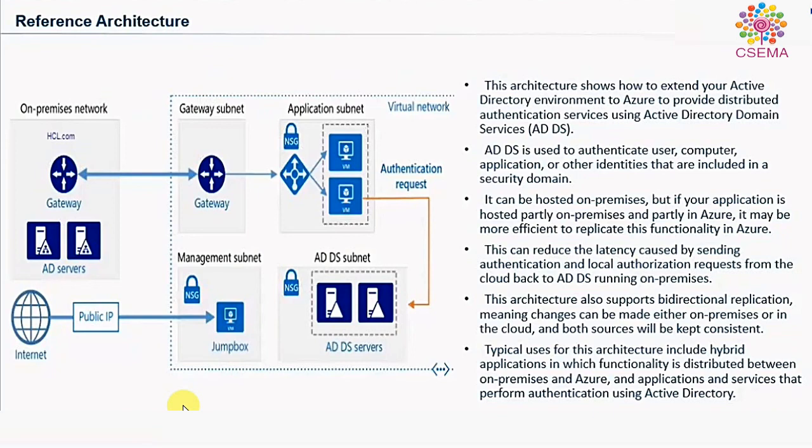Typical uses of this architecture include hybrid applications in which functionality is distributed between on-premise and Azure, and applications and services that perform authentication using Active Directory. So create an Active Directory Domain Services resource for Azure. I discussed this earlier. So deploy the AD Domain Services server in Azure. Create an Active Directory forest.